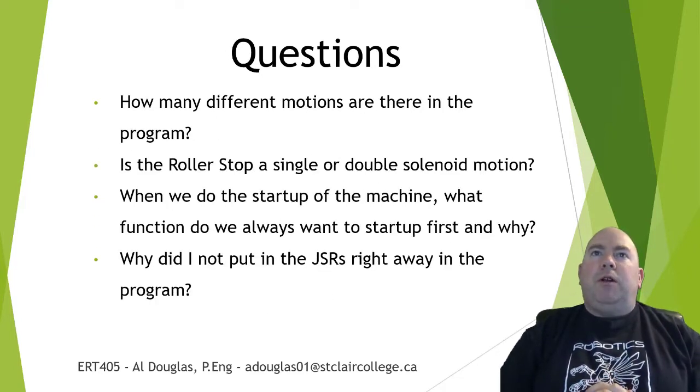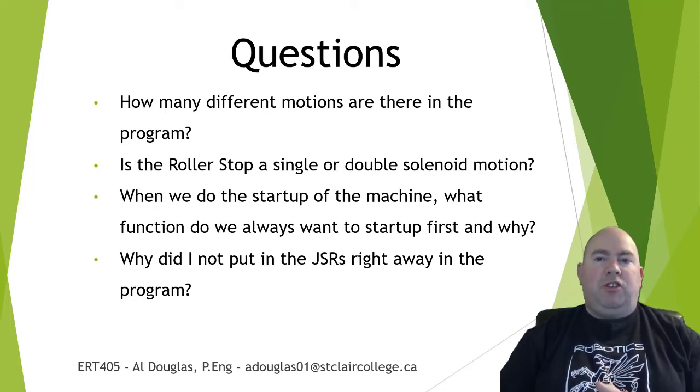How many different motions are there in the program? So individual motions, how many are there? Is the roller stop that we use here a single or double solenoid motion? You should know what that means. Look for what it is in this program. When we do the startup of the machine, what function do we always want to do first when we do a machine startup, and why? I talk about that quite a bit.